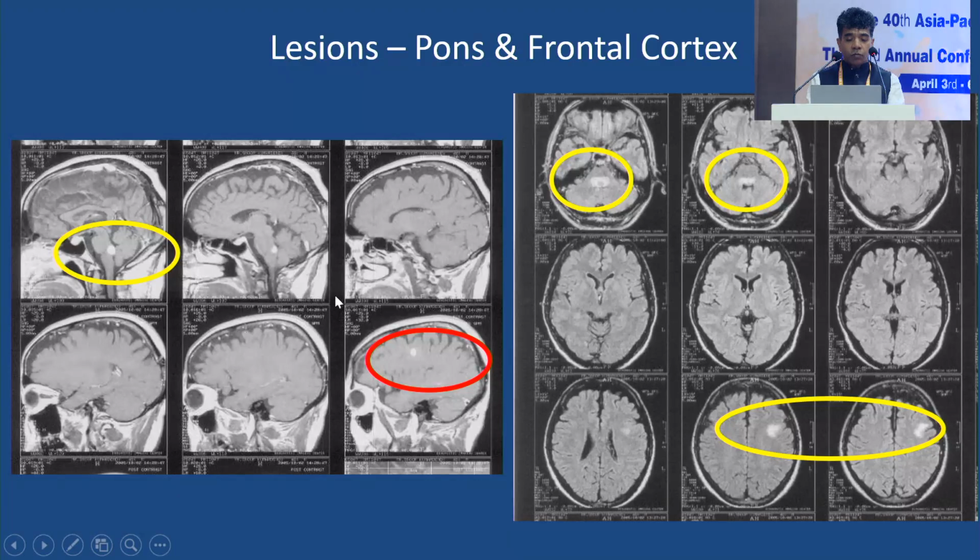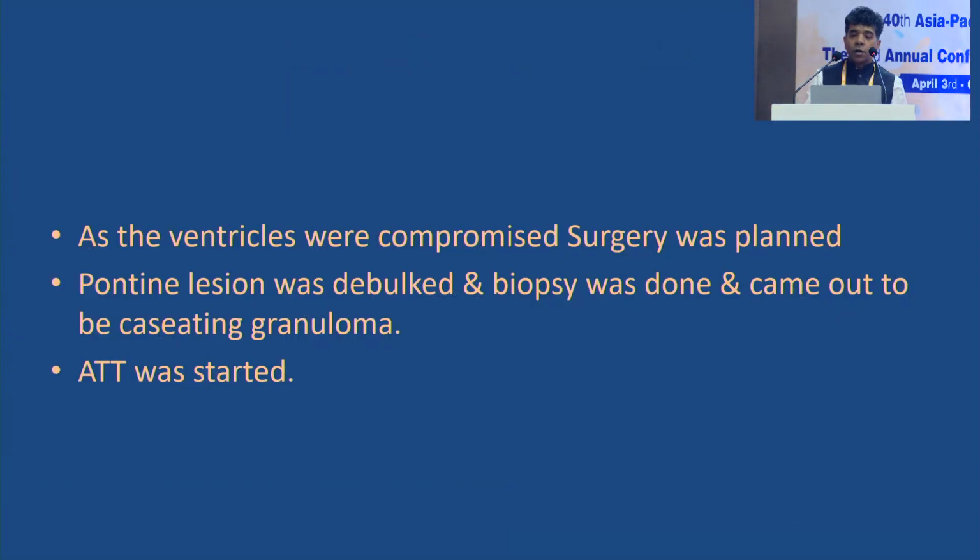Importantly, one more lesion was found over here in the parietal cortex. This is at your frontal cortex. This is another lesion, and both were similar in their morphology. Because the fourth ventricle and the exit to the medulla were obstructed, CSF was obstructed. So neurosurgeon intervention was needed, and they debulked the pons. After debulking, a biopsy of the pontine lesion came out to be a caseating granuloma. So definitely 2 lesions were there, one in the cortex, one over there, and obstruction was there.